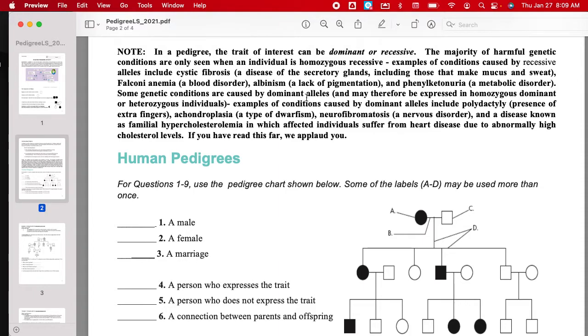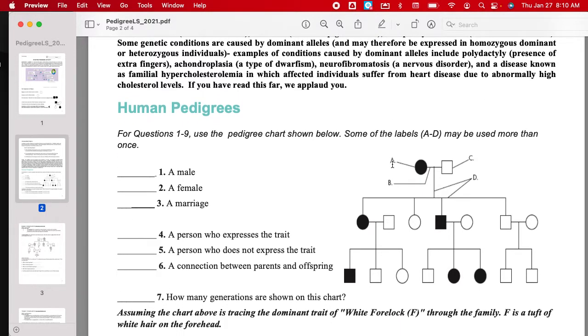Some genetic conditions are caused by dominant alleles and may therefore be expressed in homozygous dominant or heterozygous individuals. Examples of conditions caused by dominant alleles include polydactyly, the presence of extra fingers; achondroplasia, a type of dwarfism; neurofibromatosis, a nervous disorder; and a disease known as familial hypercholesterolemia, in which affected individuals suffer from heart disease due to abnormally high cholesterol levels. If you have read this far, we applaud you.